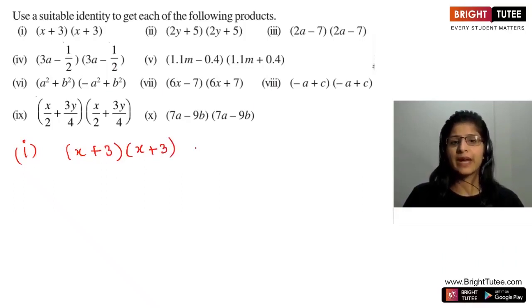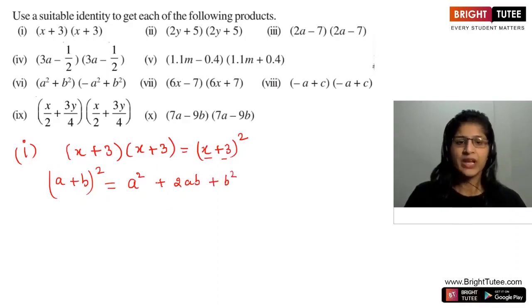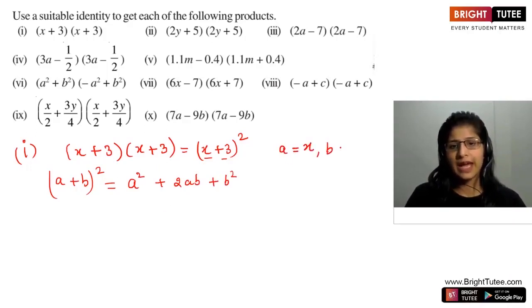So x plus 3 multiplied with x plus 3 can be written as (x plus 3) whole square. Now as we see, it is (a plus b) whole square. So we will use the identity (a plus b) whole square, which is equal to a square plus 2ab plus b square. Comparing this, we get a as equal to x and b as equal to 3. So we will put instead of a as x and instead of b as 3.